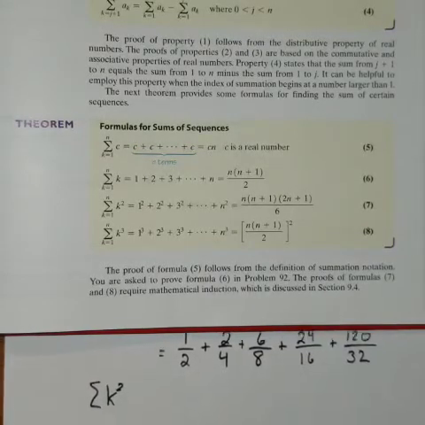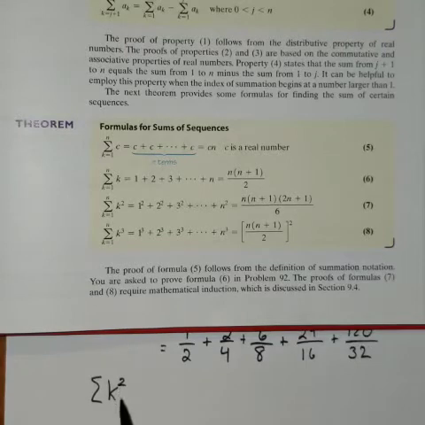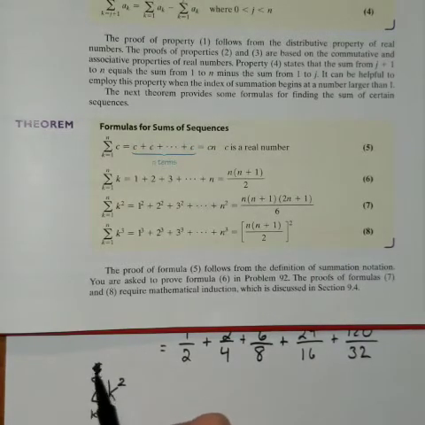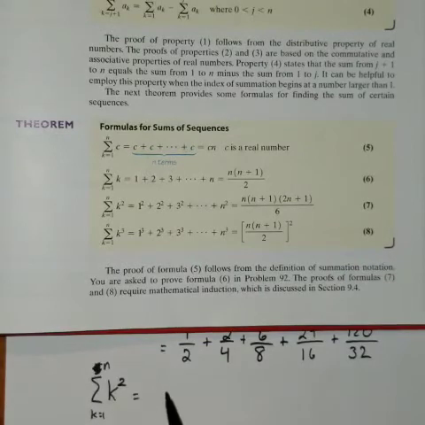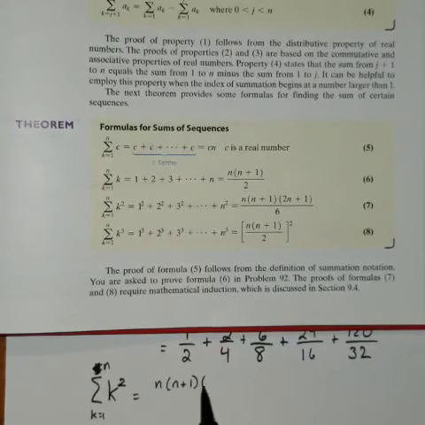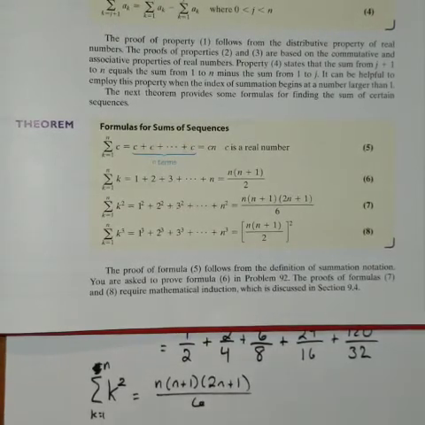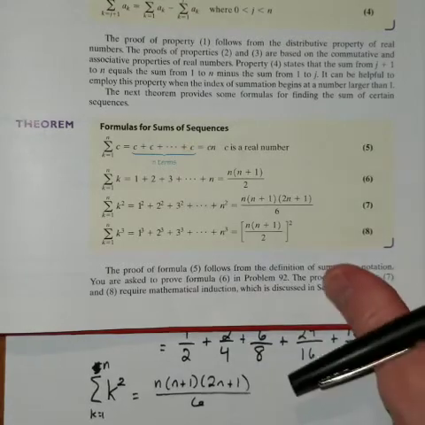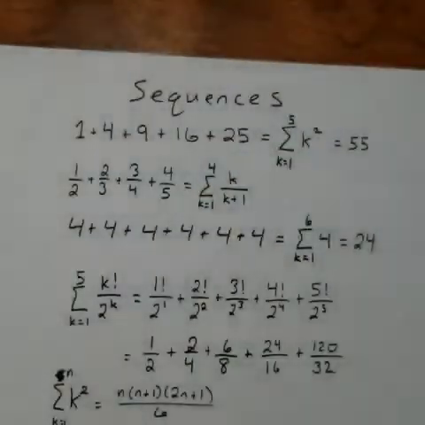All right, so I have the sum of k squared, k equals 1 to, well, I guess I should put an n there. The sum of k squared from 1 to n is going to be n times n plus 1 times 2n plus 1, all over 6. That seems like a really weird formula, but it's going to give us a value of 55 when I put the n value of 5 in. And I'll show you how that works.